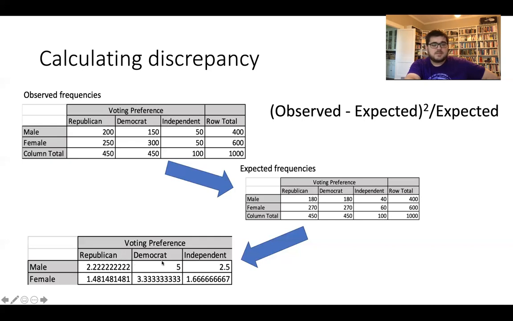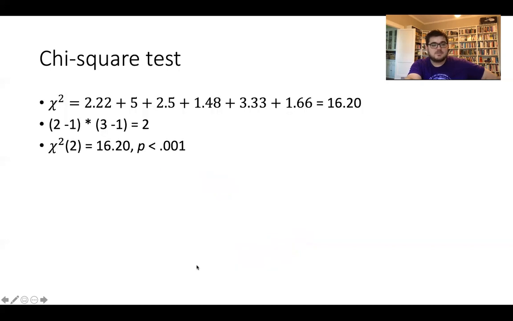With the Democrat men, you observed 150 Democrat men. You'd expect to see 180. That's a difference of 30. So it's 30 squared divided by 180, and you get 5. So all these numbers in this last cell just represent a standardized difference between what you actually have in your data and what you would expect to see in your data if the null hypothesis is true.